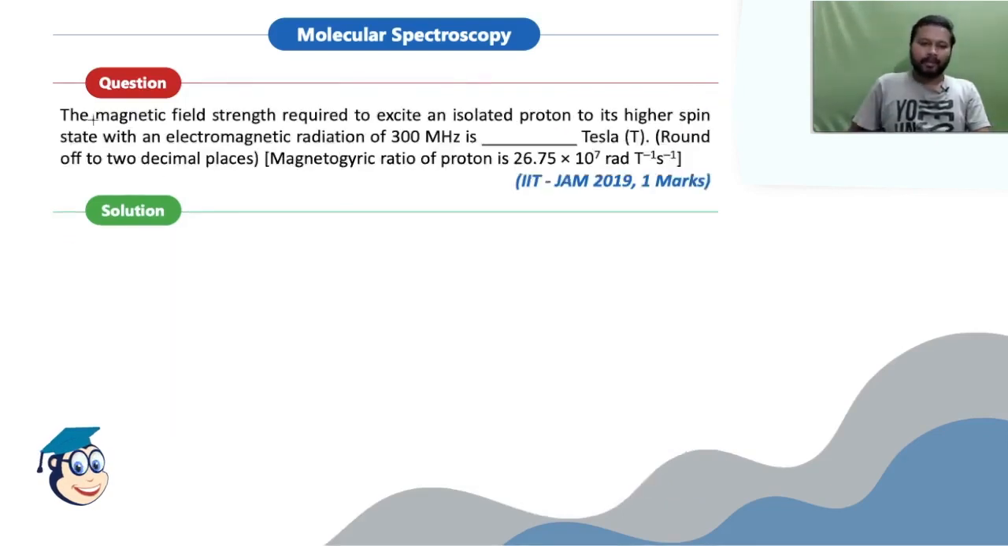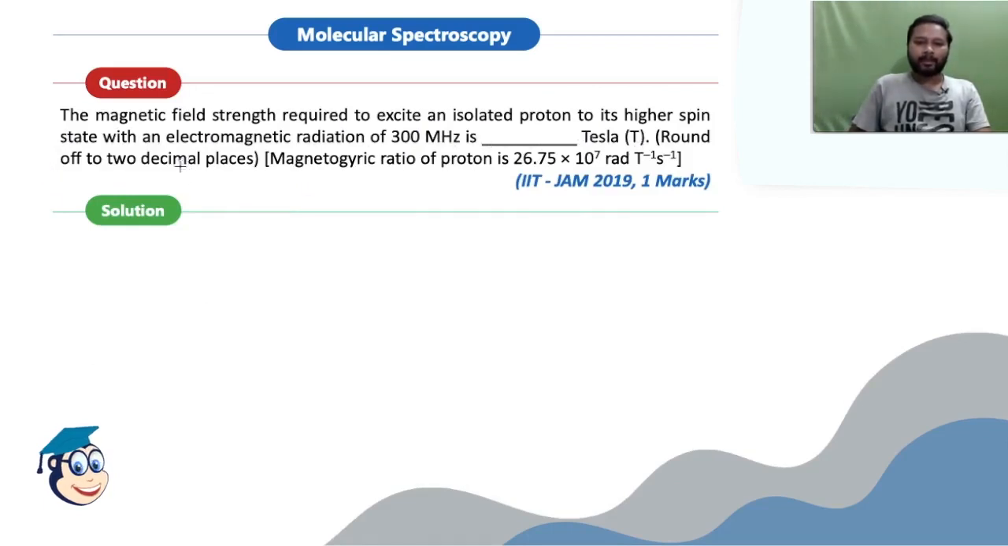Alright, so now this last question for this video is from your NMR part, and this particular question is a numerical answer type question, right? The question says that the magnetic field strength required to excite an isolated proton to its higher spin state with the electromagnetic radiation of 300 megahertz is how many Tesla?